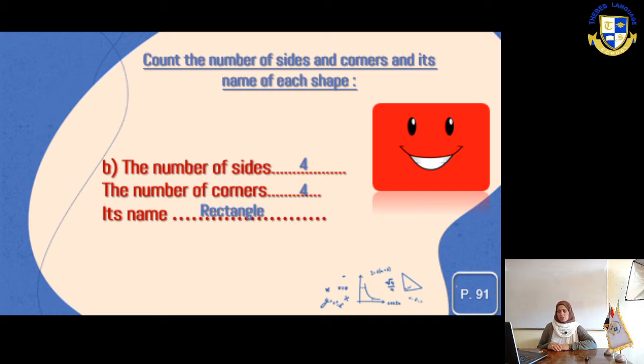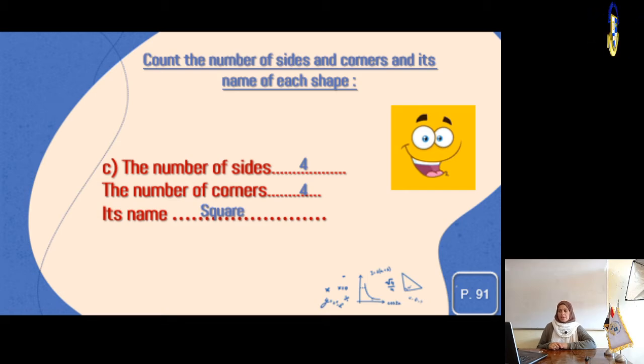What do you think this shape is? The red one? That's right, this is a rectangle. How many sides? Count together. 1, 2, 3, 4. How many lines can you see? 4 lines or 4 sides. How many corners can you see? Count. 1, 2, 3, 4. This is a rectangle.